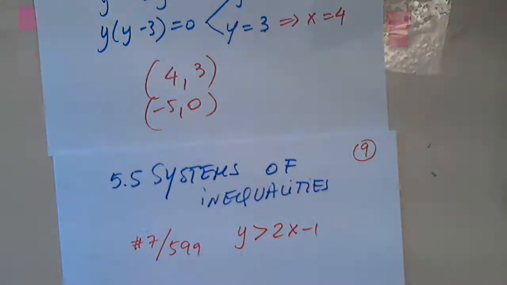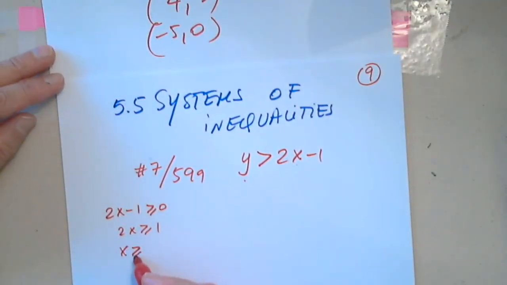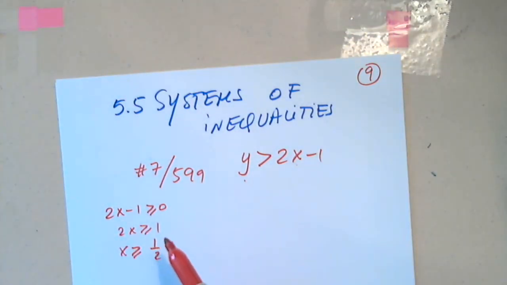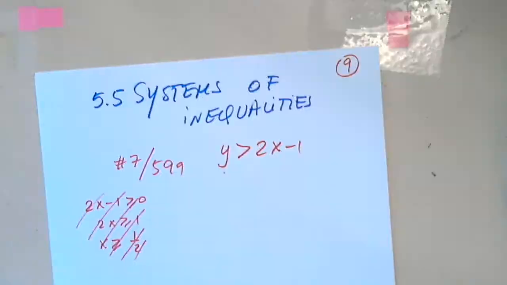We've seen this before: 2x minus 1 greater than or equal to 0 is 2x greater than or equal to 1, or x is greater than or equal to 1/2. This is what we've been doing all along. But this is not the problem here. What we have here is an inequality with two variables. What do I do? I can't solve.